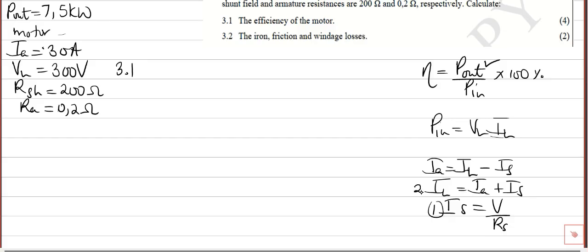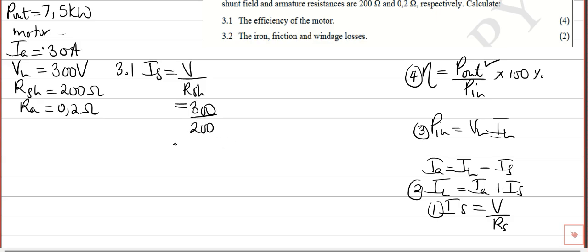Find I shunt. Two, find IL. Three, find input power. Four, find efficiency. Let's go through these steps. So I shunt equals V over R shunt, where we have 300 divided by 200. For this one, we are likely to get 1,5 amps.